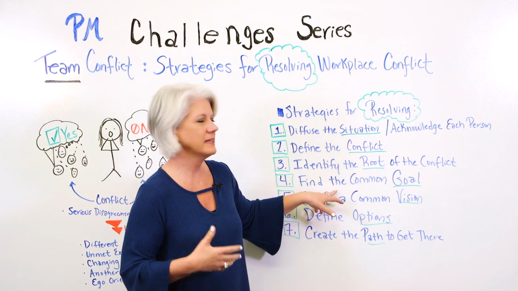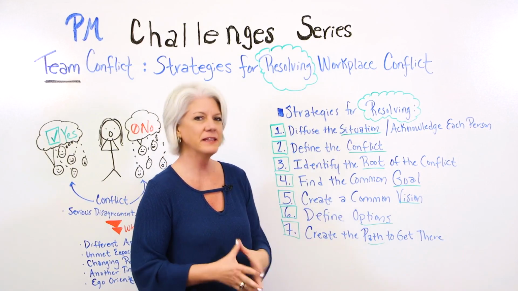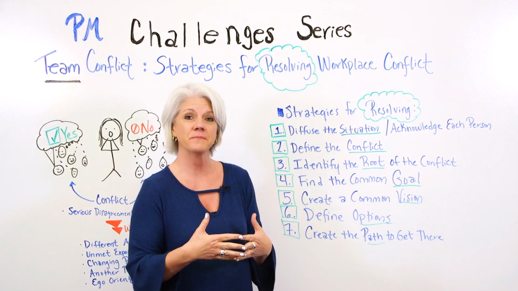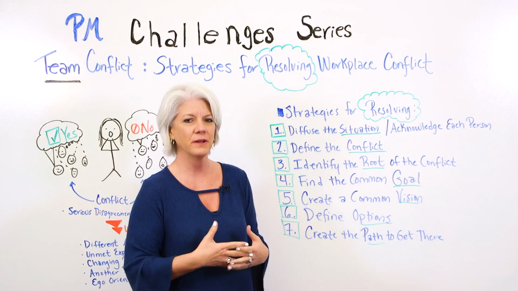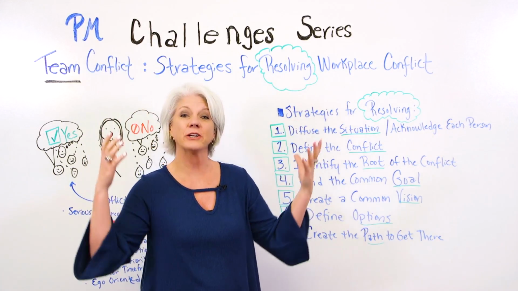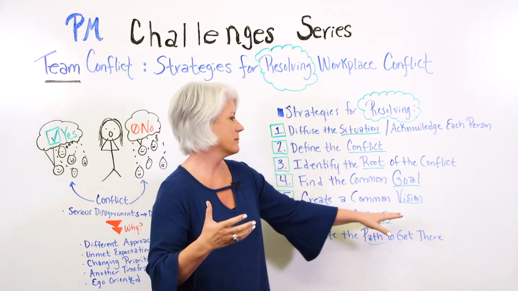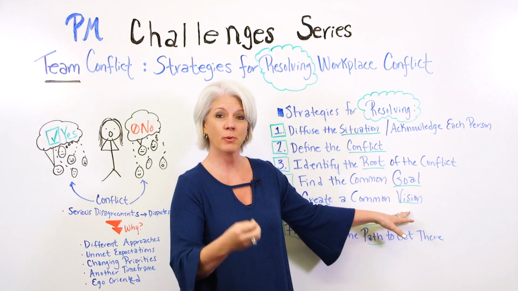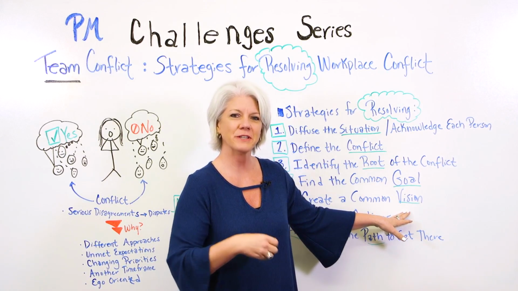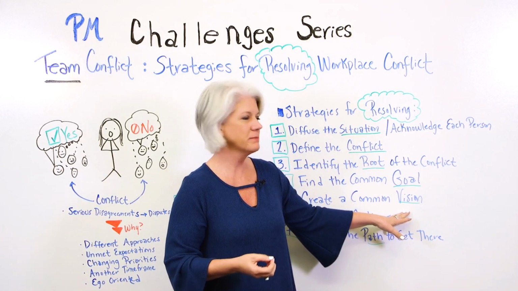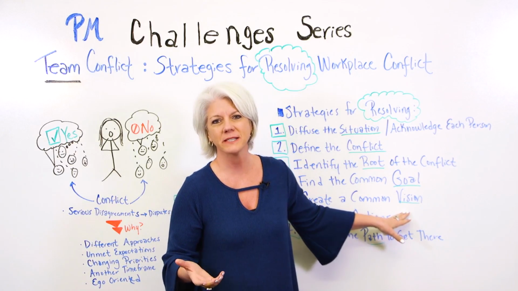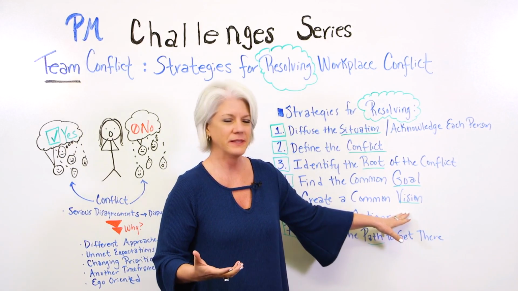Number four is find the common goal. If you can find the common goal, that gets everybody thinking about something bigger than themselves, something larger or more important than their own perspective. Then what you want to do is create a common vision. What are we trying to create together? And once they get the common vision, people generally get on board with the vision, but you want to be sure to include all the members on the team or in that situation. Let them know that they're important to this vision, to this goal. Let them see themselves in the picture and let them know that they're important.